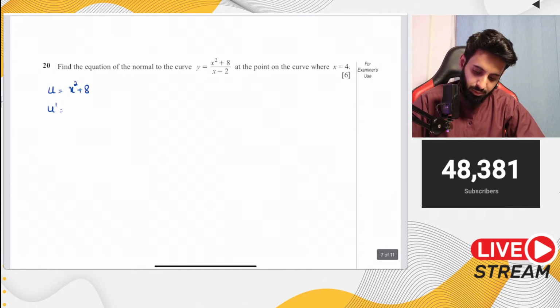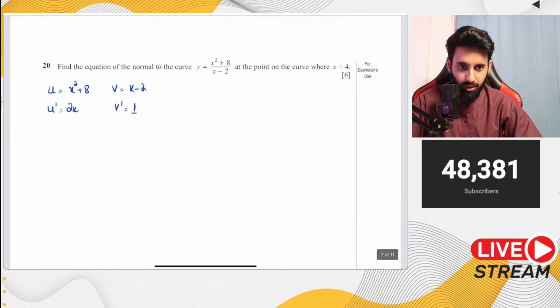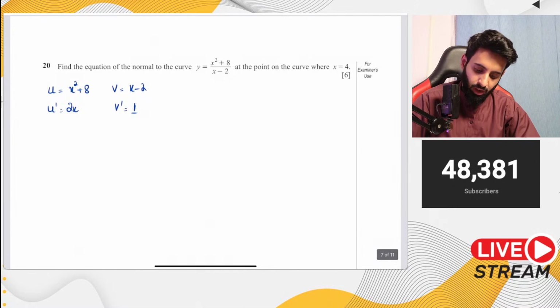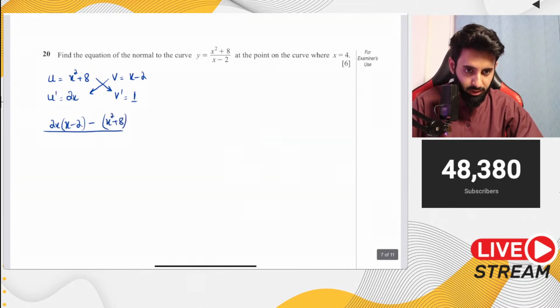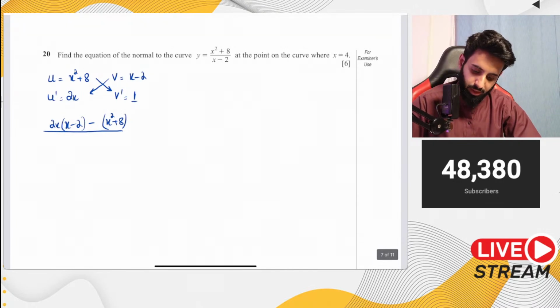Okay. So u prime is equal to 2x. v is equals to x minus 2, which means v prime is going to be equal to 1. Okay. Now, the quotient rule is going to be vu prime minus uv prime. So, vu prime means x minus 2 into 2x, minus uv prime means minus x squared plus 8. Please do not forget to make a bracket after the minus sign, otherwise you'll lose marks. Okay. Upon v square, which means x minus 2 the whole thing square.